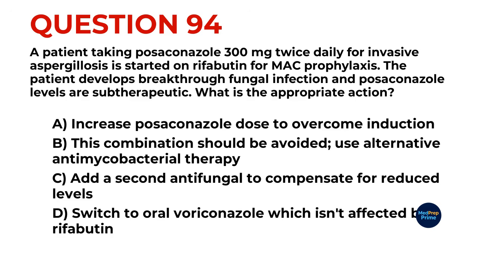A patient taking posaconazole, 300 mg twice daily for invasive aspergillosis, is started on rifabutin for MAC prophylaxis. The patient develops breakthrough fungal infection, and posaconazole levels are subtherapeutic. What is the appropriate action? Option A, increase posaconazole dose to overcome induction. Option B, this combination should be avoided. Use alternative antimycobacterial therapy. Option C, add a second antifungal to compensate for reduced levels. Option D, switch to oral voriconazole, which isn't affected by rifabutin.